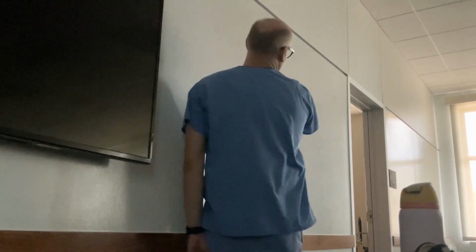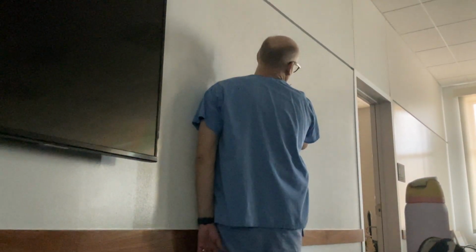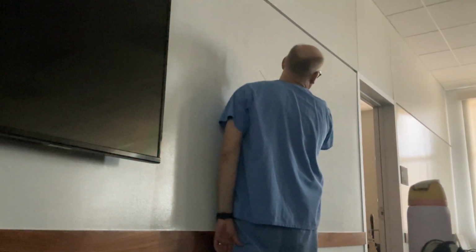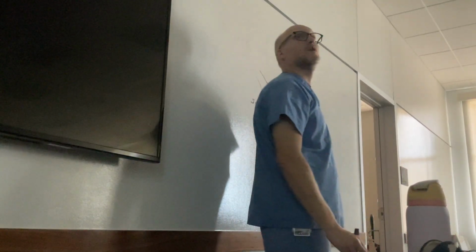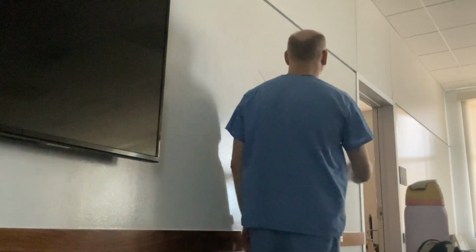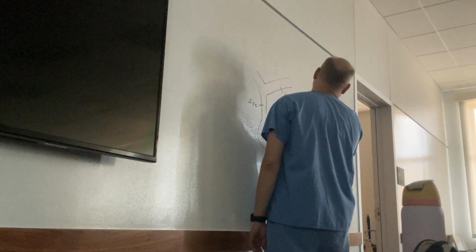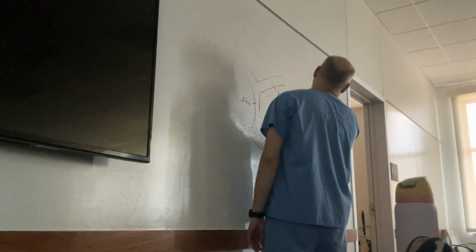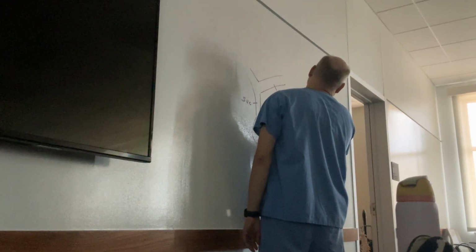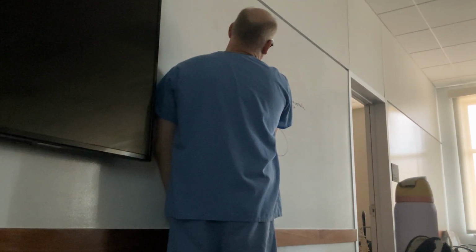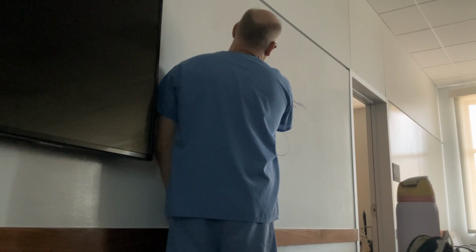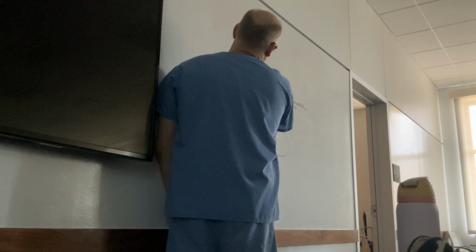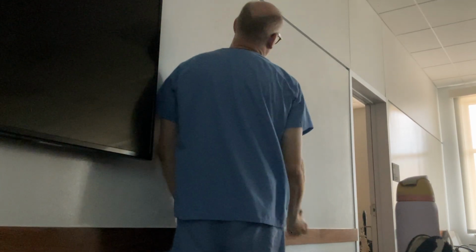So this would be your left brachiocephalic vein. Brachio or IO? IO. And this one here would be your right brachiocephalic vein. Right. Okay.